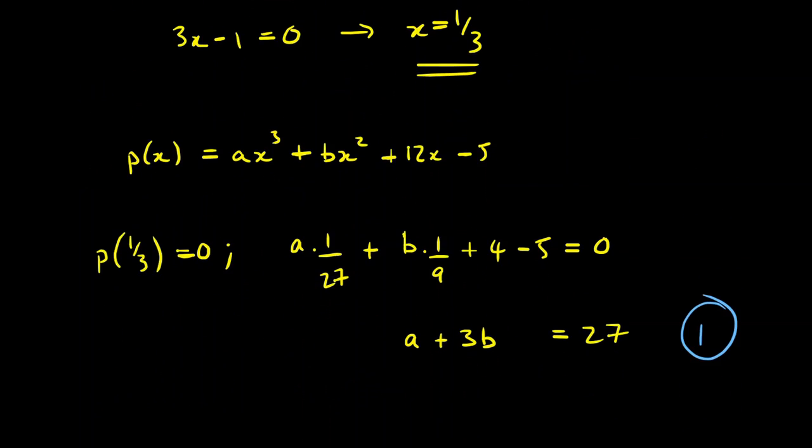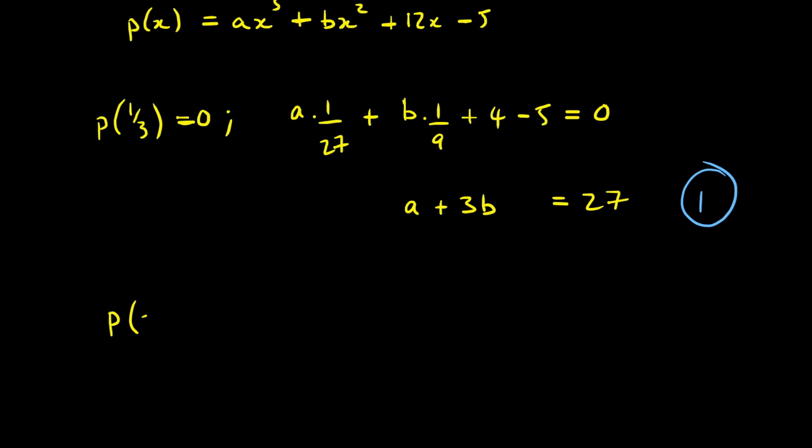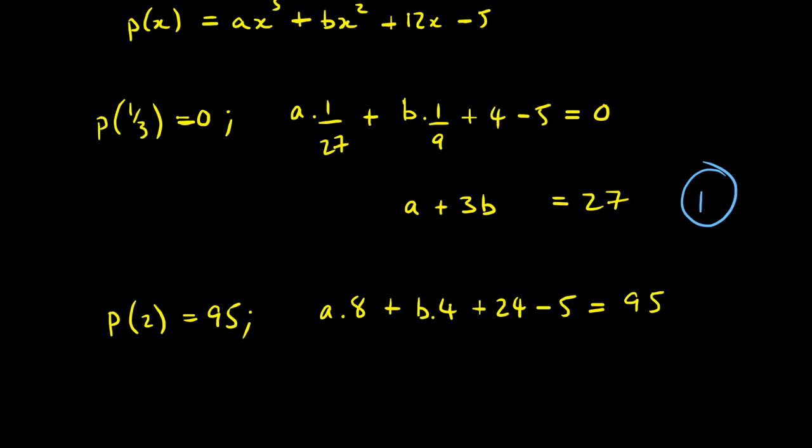Yeah, 2 into the polynomial, then I would get 95. So let's just do all of that. We're going to get a times 2 cubed, which is 8, plus b times 2 squared, which is 4, plus 12 times 2, which is 24, minus 5 is equal to 95.